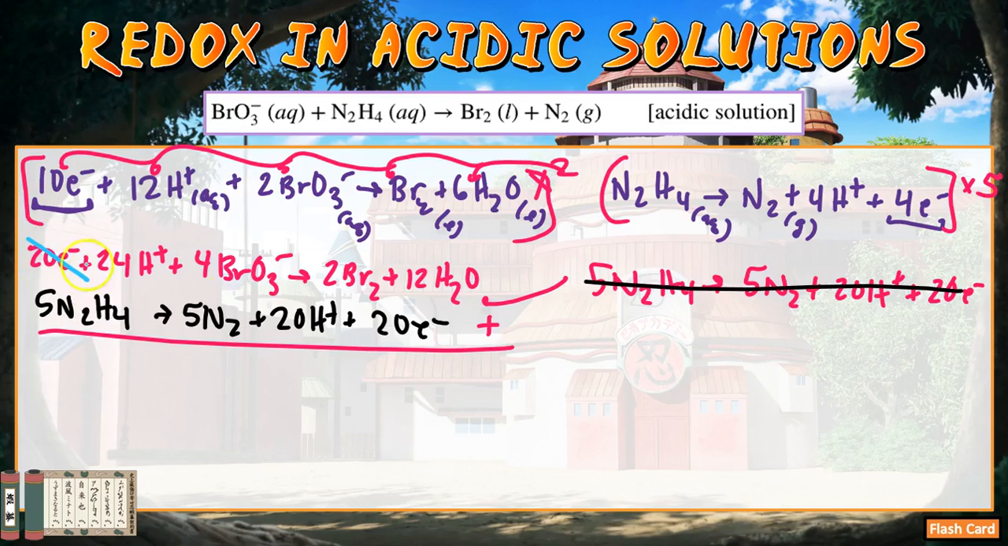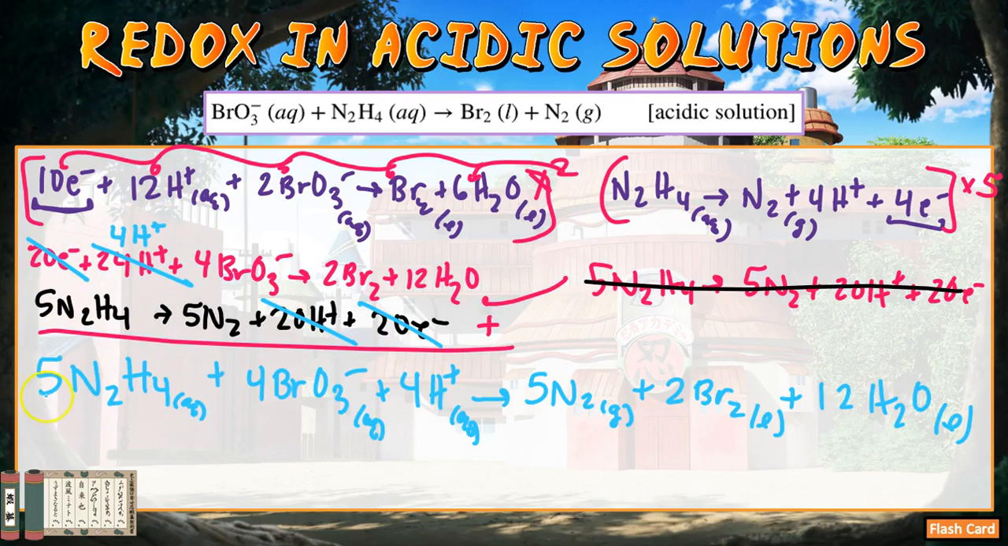Anything that's not the same, all right, electrons we can get rid of. We know they're the same. It's 20 electrons in reactants and products, so we're good there. As far as H+, we have 20 H+ here and 24 here, so that means we'll have 4 H+ left over on this side. Anything else the same? No. So that means everything else will be brought down. All right, so I'll just bring everything down and that would represent my answer.